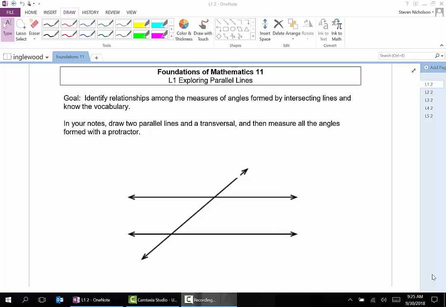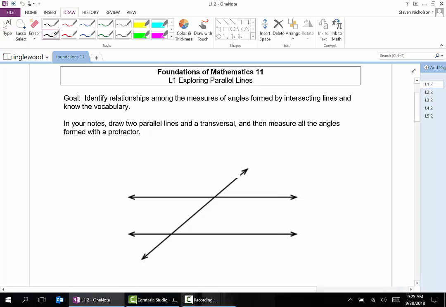Lesson one of exploring parallel lines. The big idea here is to identify any relationships you see between the measure of angles formed by intersecting lines, and you have to know the vocabulary. So, as it says right here in your notes, draw two parallel lines and a transversal. I've already done this for you. And measure all the angles.